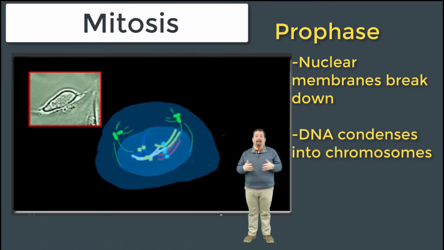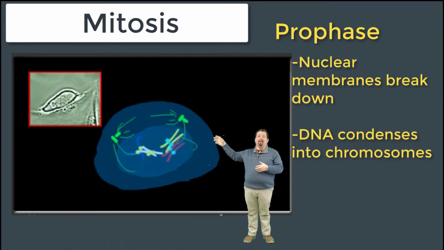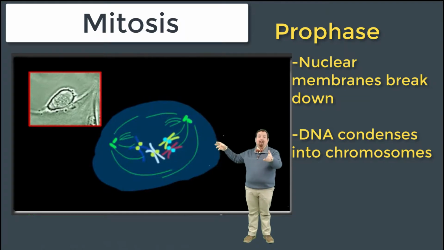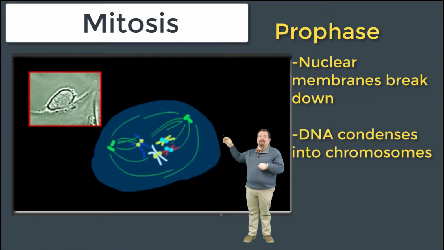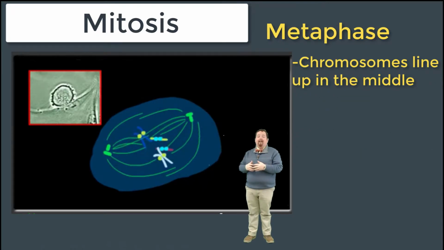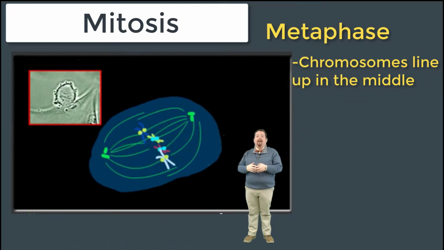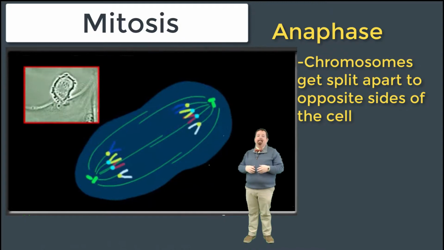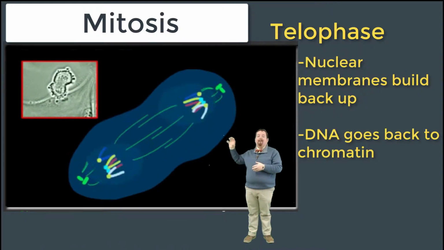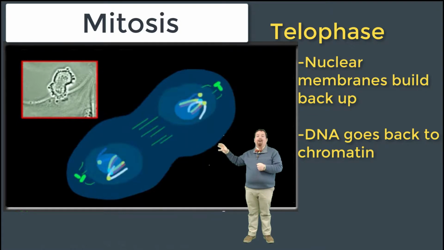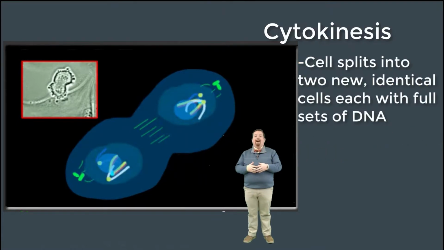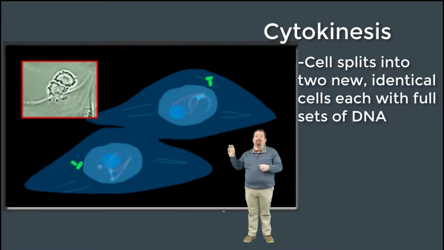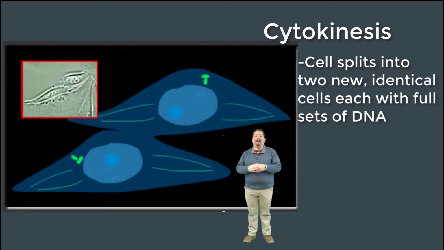Mitosis starts with prophase. In prophase, you see the nuclear membrane is breaking down, and the DNA no longer is squiggly little lines of DNA, chromatin, remember? It's condensed into chromosomes. Once prophase is over with, the chromosomes will line up in the middle of the cell. That's called metaphase. Next, we go to anaphase, where they split apart from each other. And lastly, telophase, where the two nuclear membranes build back up, and the DNA goes back into the form of chromatin. Lastly, once mitosis is all finished, cytokinesis will happen. It'll split the cell in two. And now we have two separate, identical cells that have full sets of DNA.